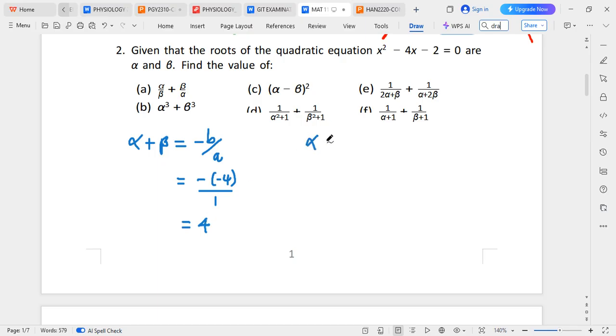And then alpha times beta is equal to c over a. And c in this case is the constant, which is negative 2. A is still 1. So therefore, this is going to give us negative 2. So having found this, now we can work out all other questions. We want to find for a: alpha over beta plus beta over alpha.